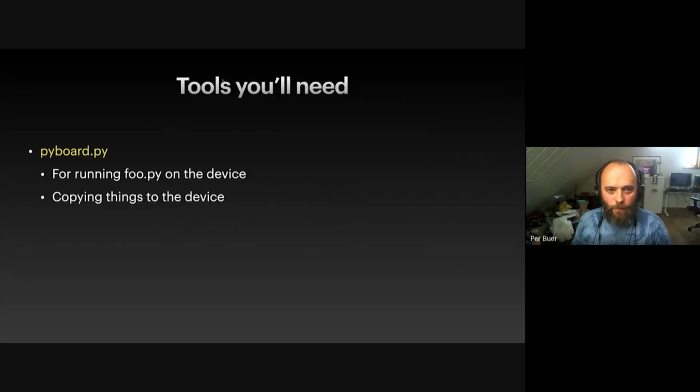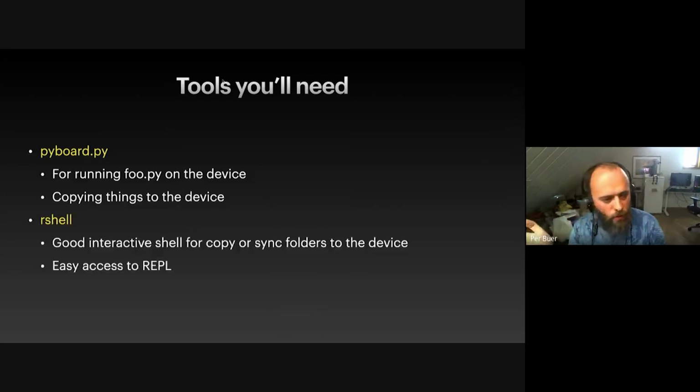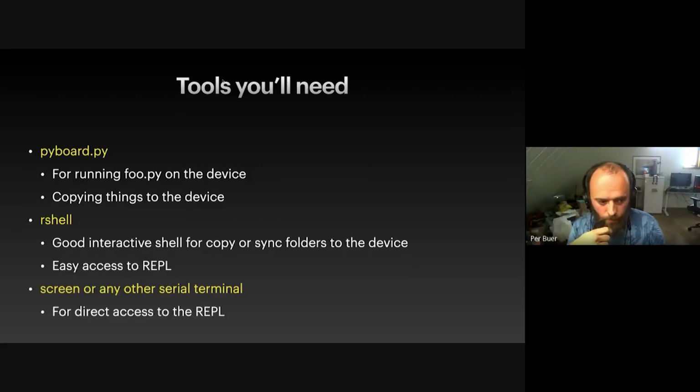Okay, so tools that you'll need in order to do this. Pybar.py, that was the one that was running foo.py on the device. It can also be used to copy things to the device. There's something called rshell, which you saw me use earlier, which is just a simple way to get access to the REPL prompt. Or you can just use screen or serial terminal or something for direct access to REPL.